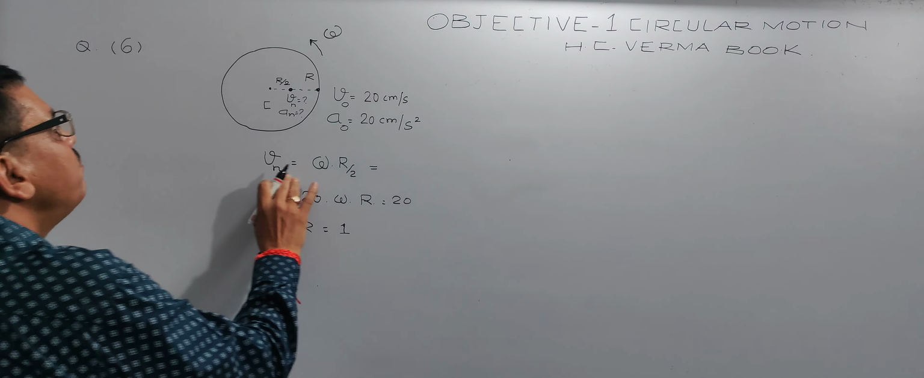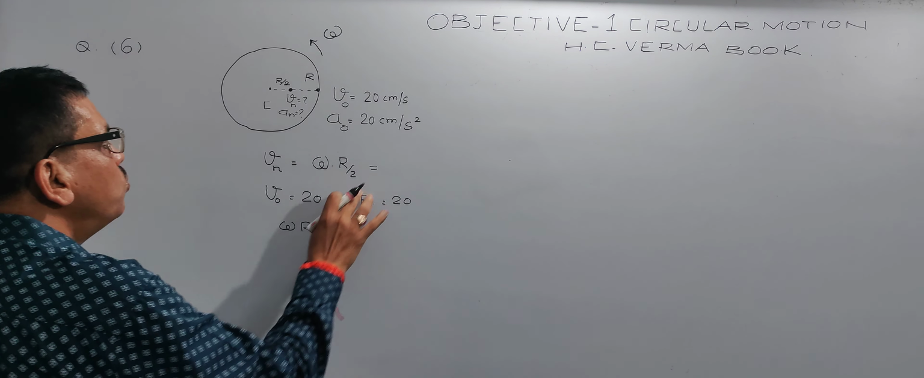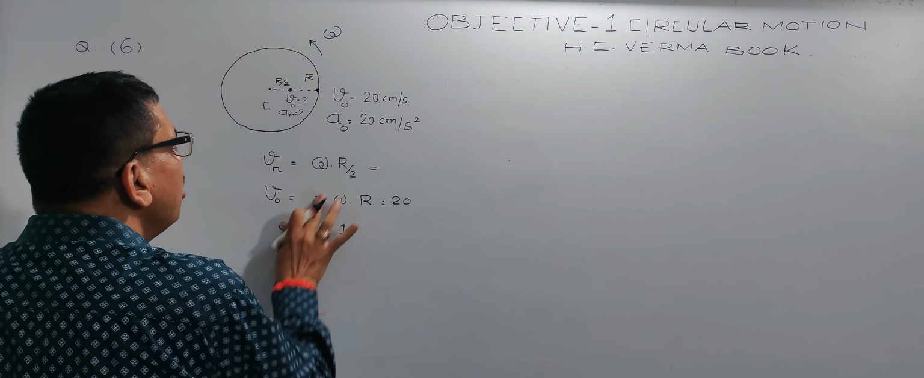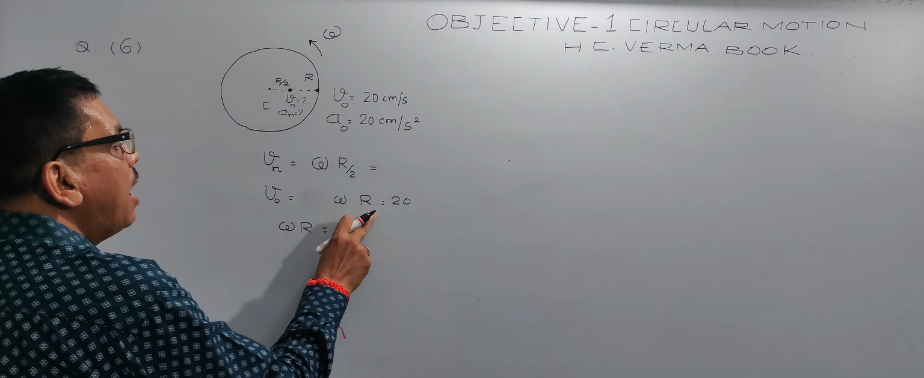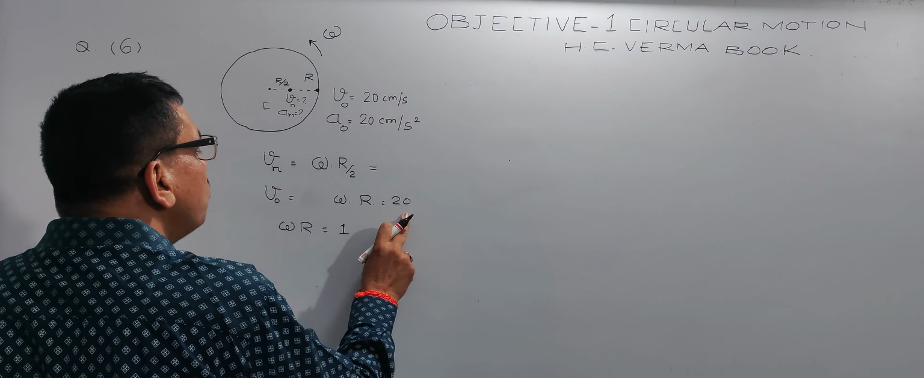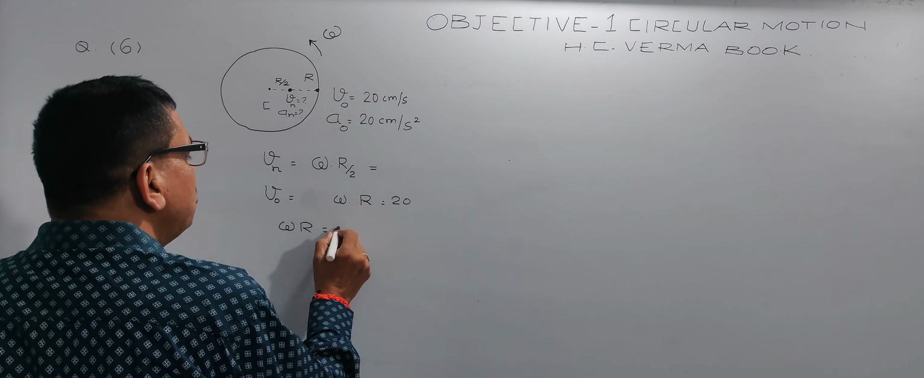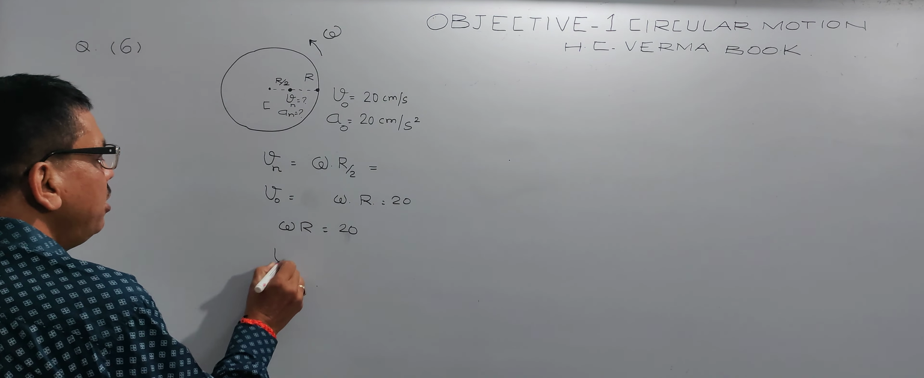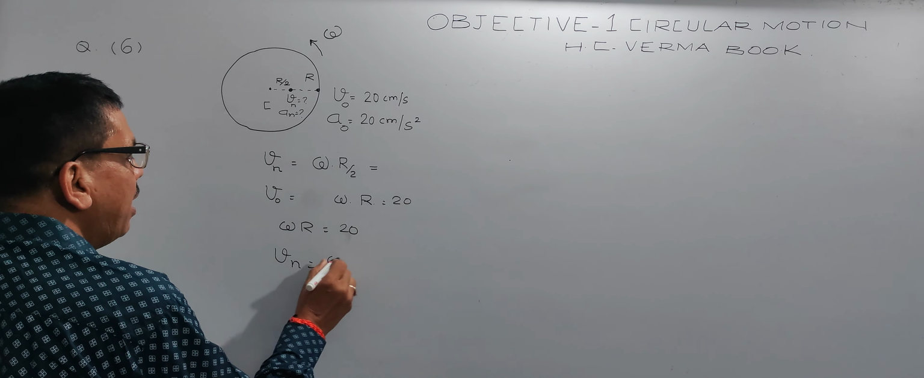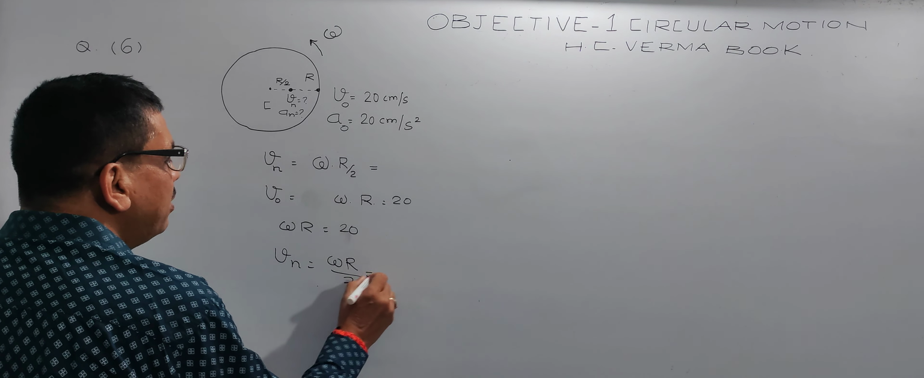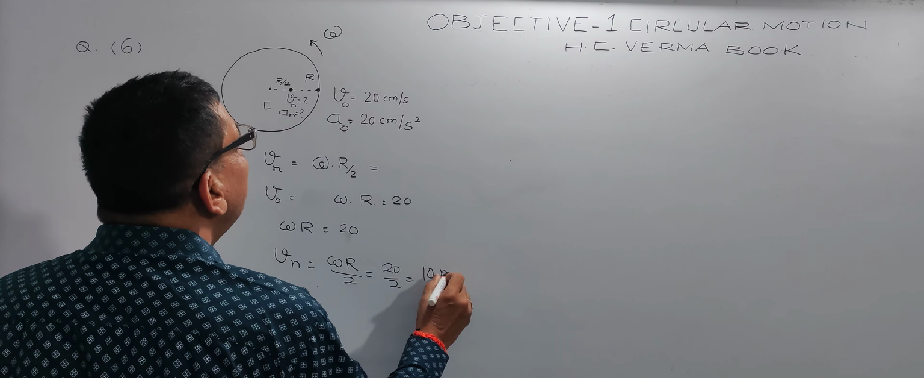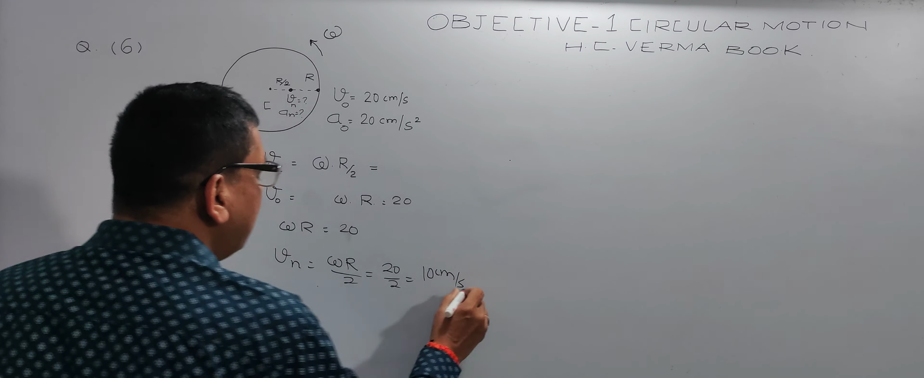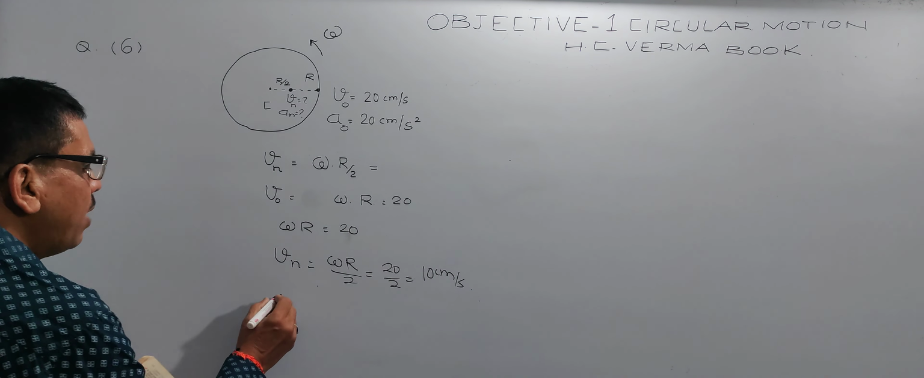Now v new can be written as omega times r by 2. I can say omega times r for the old case is 20, so omega r is nothing but 20. Now I can find the new speed as omega r by 2, and that is nothing but 20 by 2. So I can write it is 10 centimeter per second. Now how to find the new acceleration?